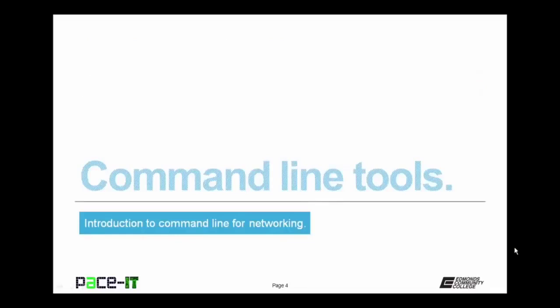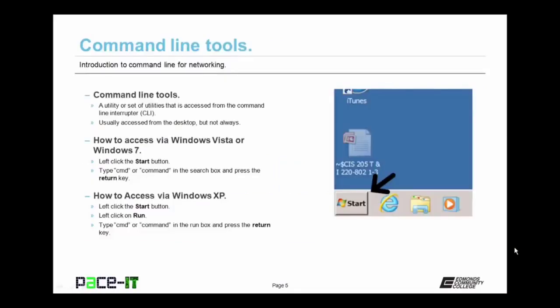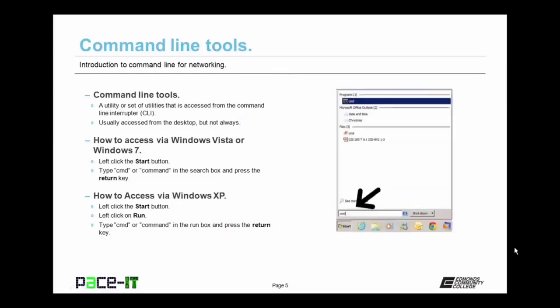Of course, we get to start by talking about command line tools. Command line tools are a utility or a set of utilities that are accessed from the command line interpreter. Usually they are accessed from the desktop, but not always. To access them in Vista, you click on Start, and then in the Run box you type Command or CMD. In Windows XP, you click on the Start button, then you click on Run, and then you can enter CMD or Command to get access to the command line.